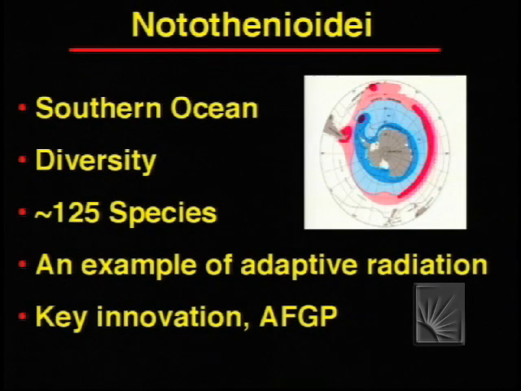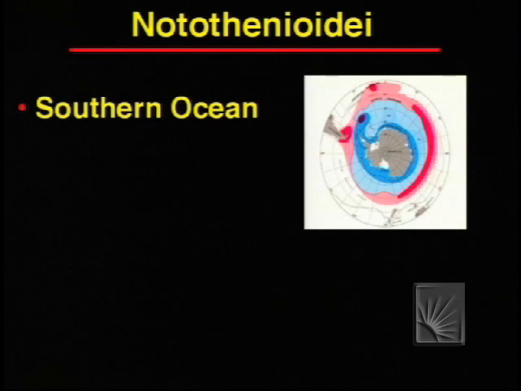So what I'm going to do today in terms of background, I'm going to tell you a little bit about the Southern Ocean. I'm going to tell you a little bit about the diversity of Notothenioid fishes. There's approximately 125 species. I'm going to argue that they indeed are an example of an adaptive radiation a priori. And then we'll talk a little bit about this hypothesized key innovation, this antifreeze glycoprotein that all the Antarctic Notothenioids possess. So first about the Southern Ocean.